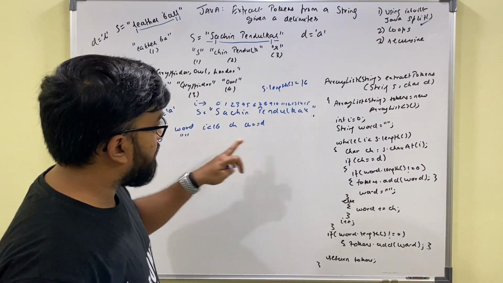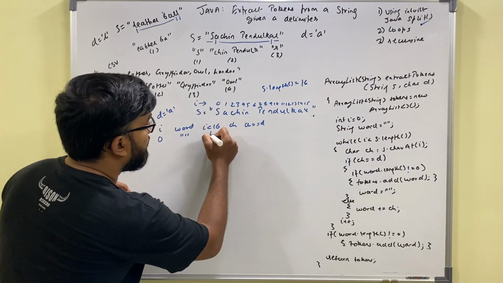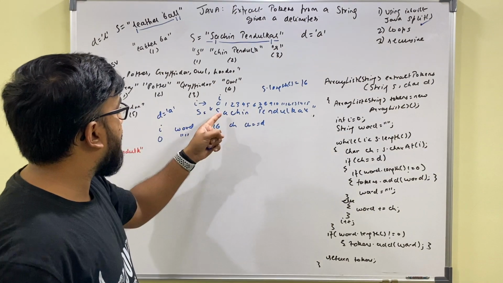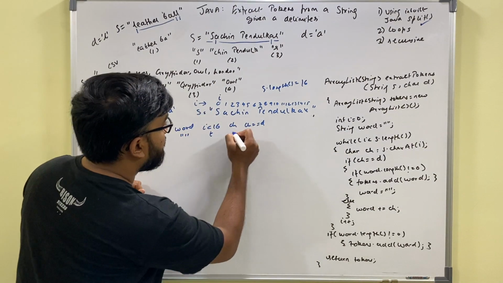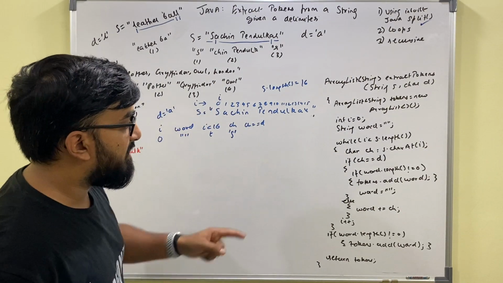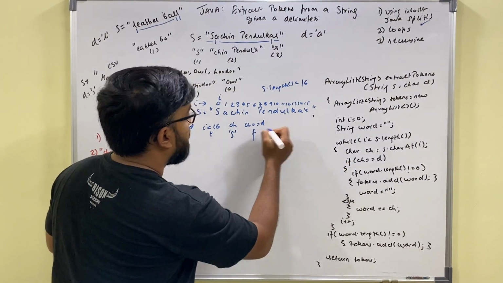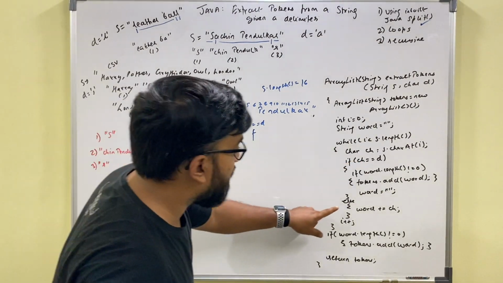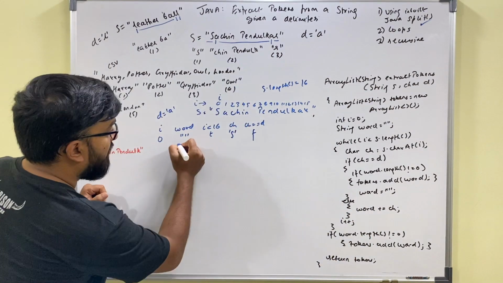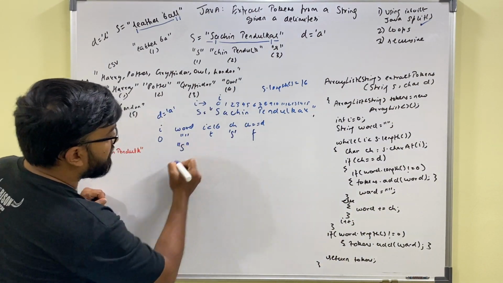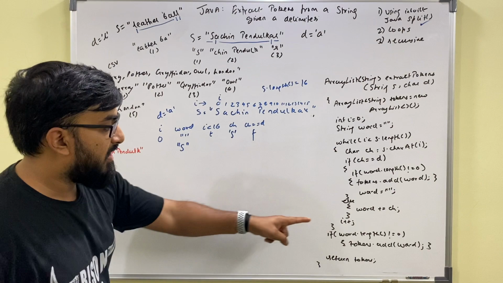i is 0. Word is blank. i is less than s dot length, i less than 16 is true. ch is s dot charAt(i). i is here, ch is uppercase S. ch equal to d is false, because our d is lowercase a. We come here: word plus equal to ch. Word becomes s. i is incremented.